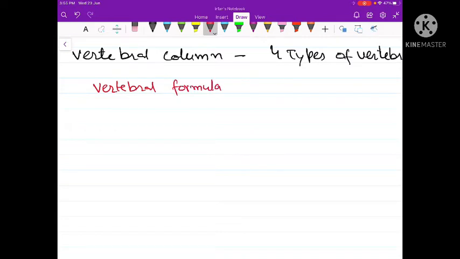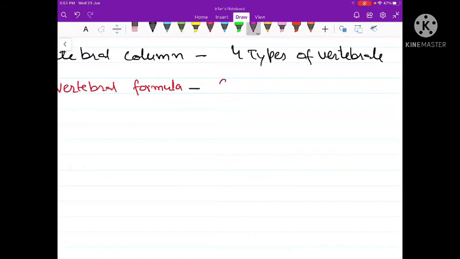The vertebral formula for the human vertebral column is as follows. It is represented as C7, T12, L5, S1, which is formed by the fusion of actually 5 bones, and CO1, that is formed by the fusion of 4 vertebrae. So this will equal a total of 26 vertebrae.